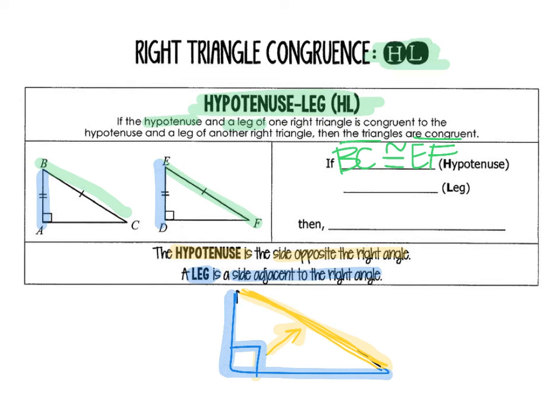So we write that in. We say that AB is congruent to DE. That's one of our legs. Then we can say that these two right triangles are congruent. So then we can say that triangle ABC is congruent to triangle DEF. The hypotenuse leg theorem only works for right triangles.